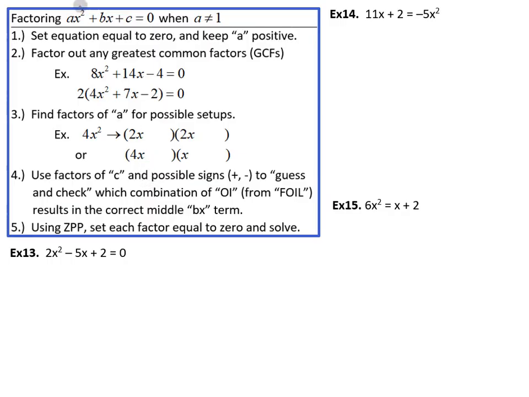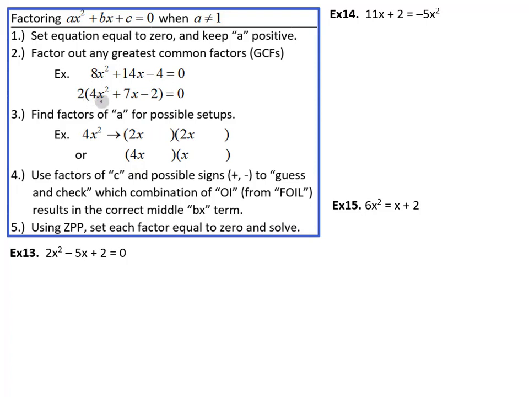Okay, so now we're going to talk about how to factor when you have a value in front of x squared that is not positive 1. So first thing we do, of course, we want to set our equation equal to 0 so we can use the zero product property. And we want to keep a positive because that makes factoring easier if it's factorable. Okay, well, first thing, of course, factor out a greatest common factor. So here's an example where we can see, hopefully, that these are all even numbers, so we could at least take a 2 out of all of them.